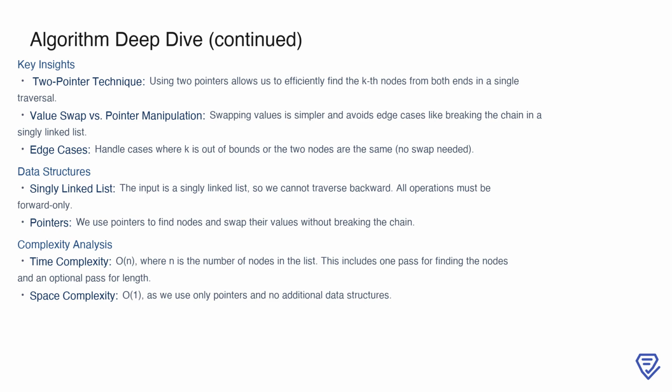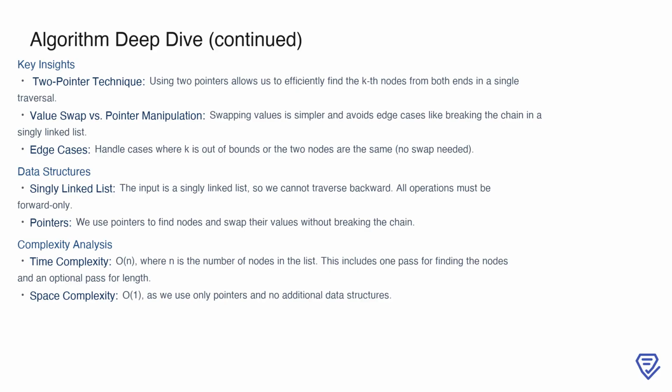Additionally, we must consider edge cases, such as when k is out of bounds or when the nodes to be swapped turn out to be the same, in which case no action is needed. From a data structure perspective, working with singly linked lists means all operations must be forward-only, and we rely on pointers to navigate the list efficiently.